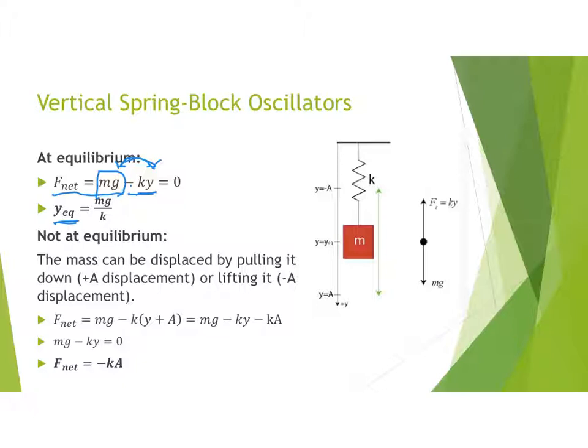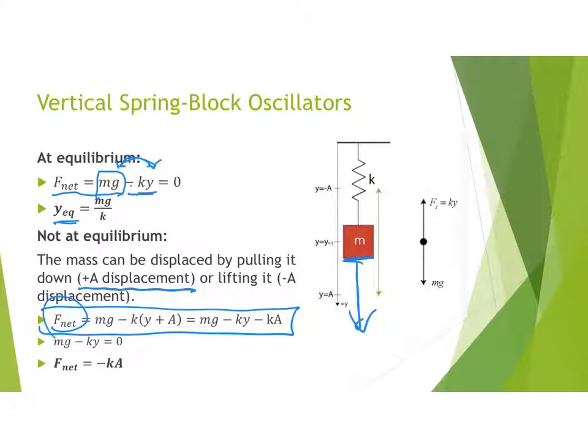If it's not at equilibrium, let's say I've applied the mass and the spring is stretched, and now I'm pulling on the mass and pulling it even farther down than it was on its own. So I'm going to take this mass and pull it downward and create an even bigger change in y. In this case, the net force is equal to mg minus k times the distance y plus the amplitude by which I stretched it. So this is the stretch that I added to the mass.